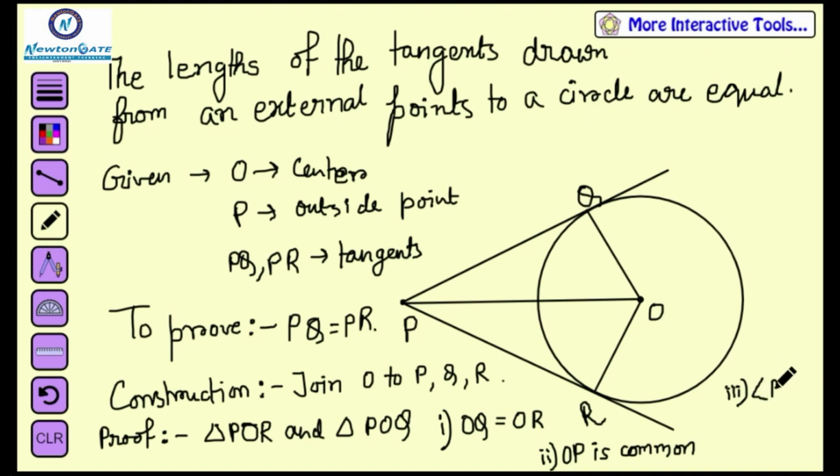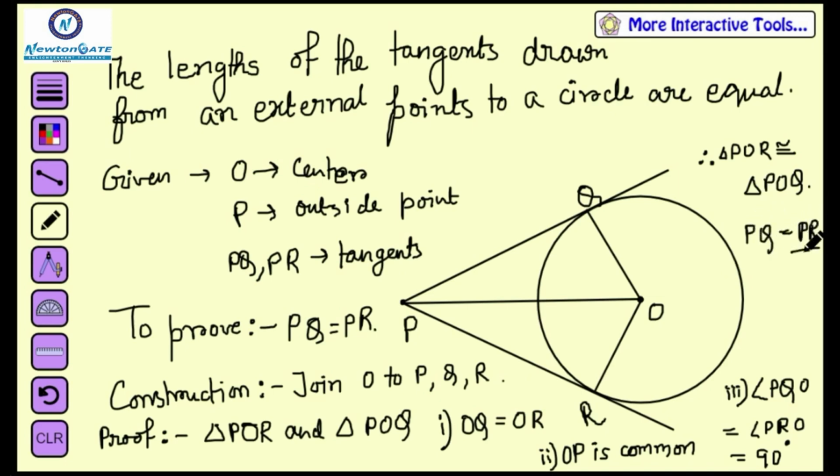That means angle PQO equals angle PRO. Both are 90 degrees. So by RHS we say that triangle POR is congruent to POQ. So by CPCT we say that PQ equals PR, and that proves the theorem.